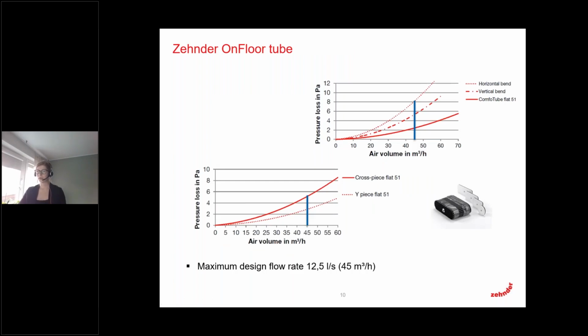And also, as Adrian mentioned, the air volumes are important, and that is one of the starting points when we are planning a solution or system. Then what we can consider is that the maximum design flow rate for the flat tube is 45 cubic meters per hour or 12.5 liters per second, depending on the country you are from and what units are used in that country.